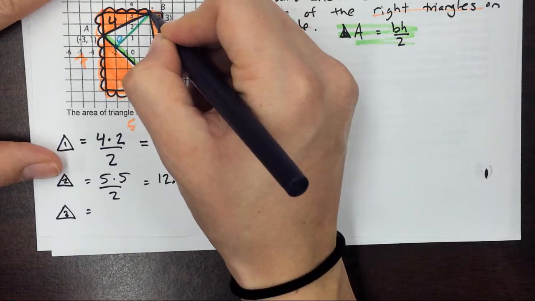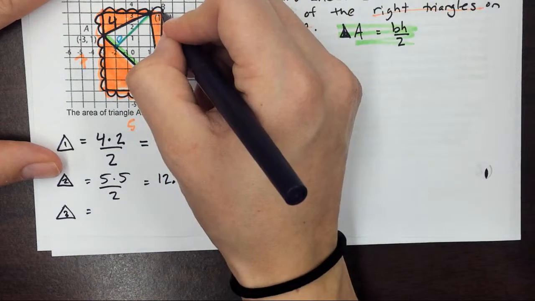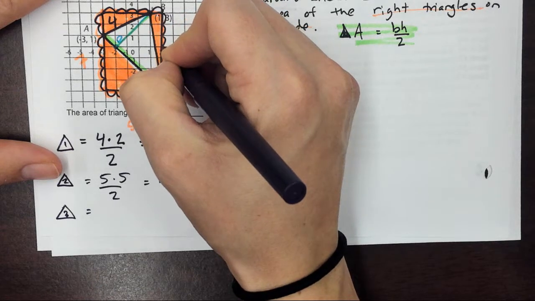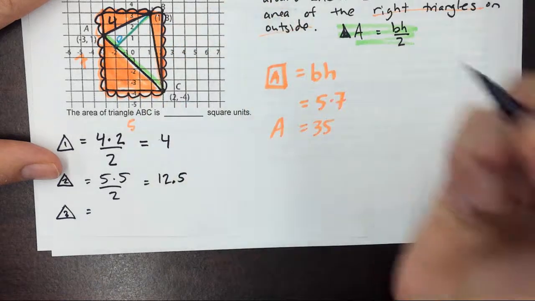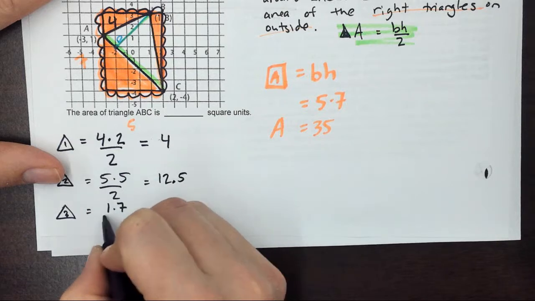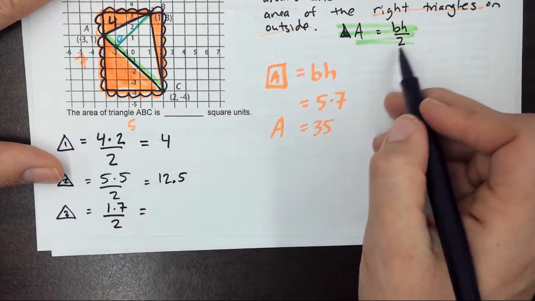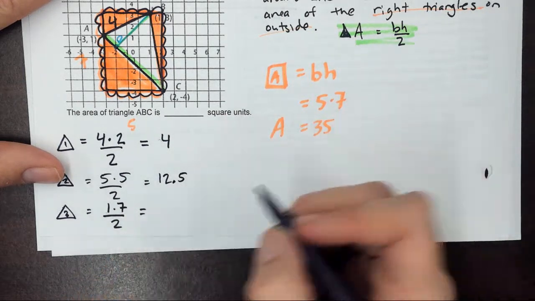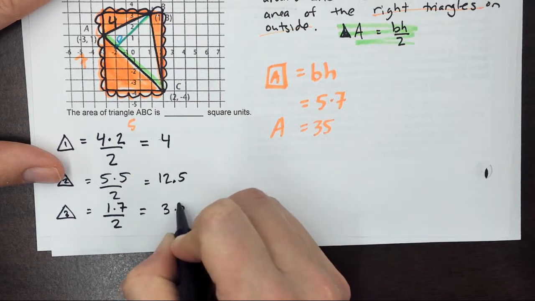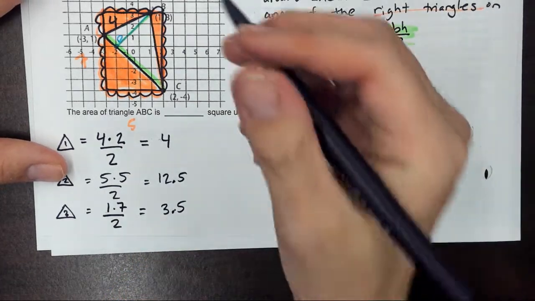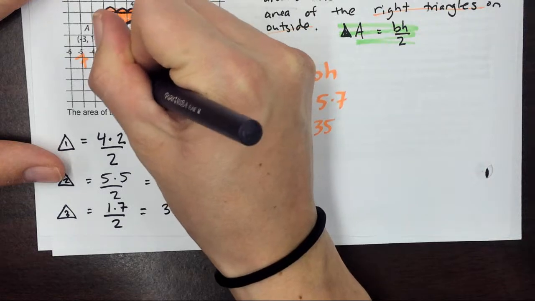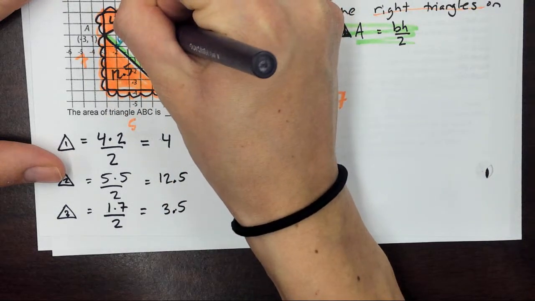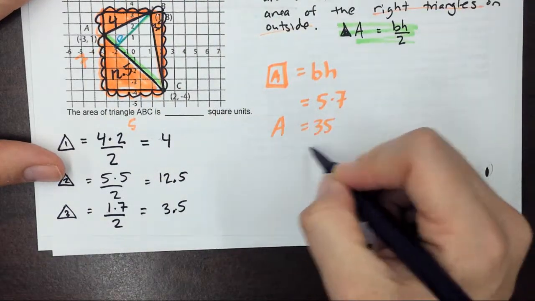So I've got 1 could be my base. My height, 1, 2, 3, 4, 5, 6, 7. So 1 times 7, and then divide by 2 for my formula. 1 times 7, and divide by 2 is 3.5. Okay. So this was 12.5. This was 3.5. Now I know the area of the whole rectangle is 35.